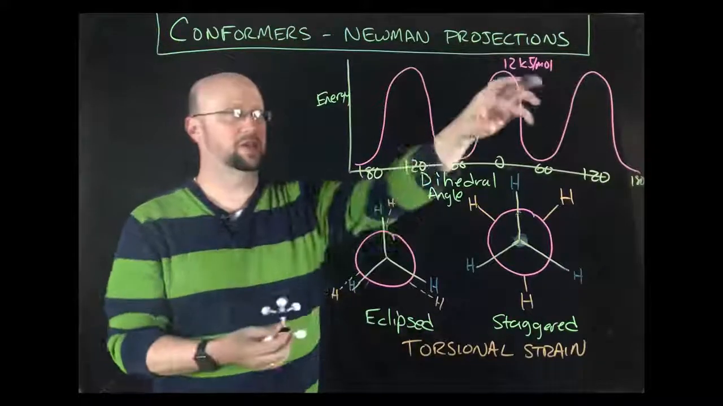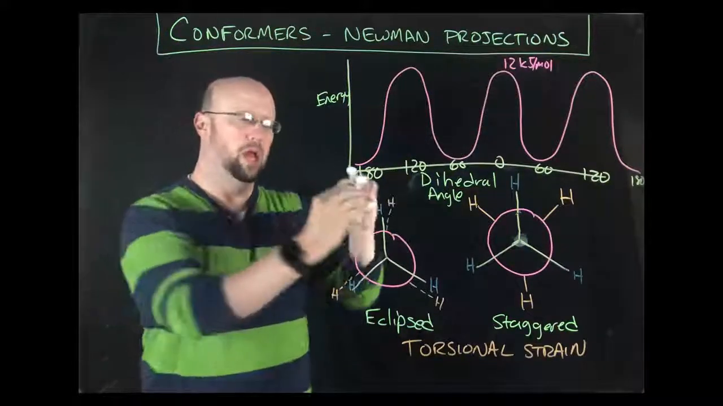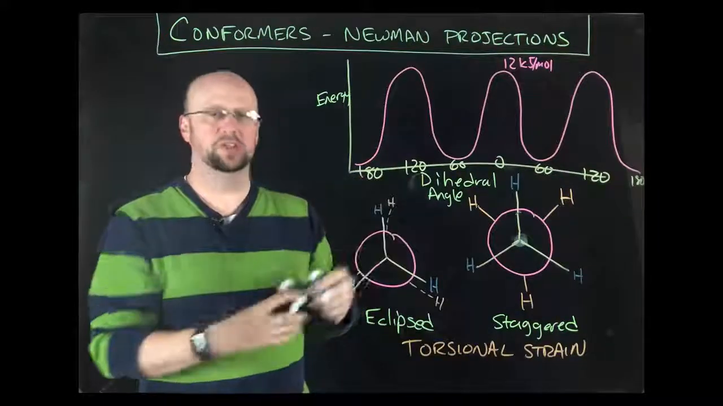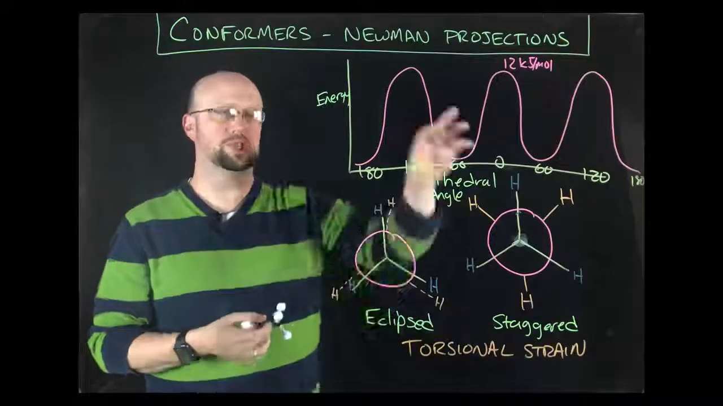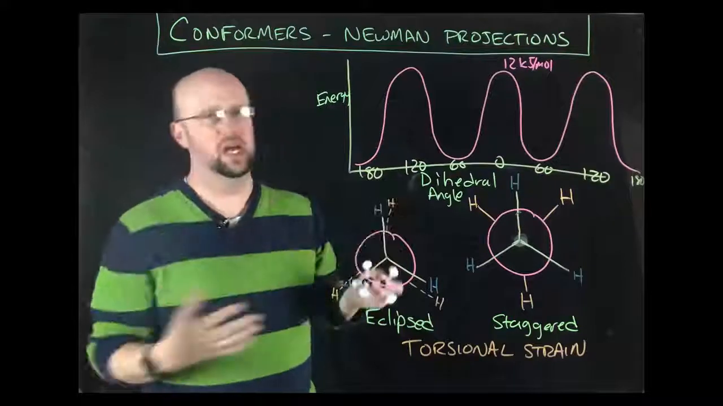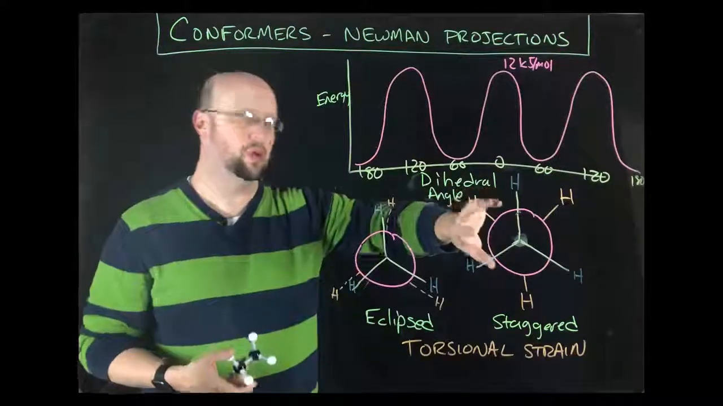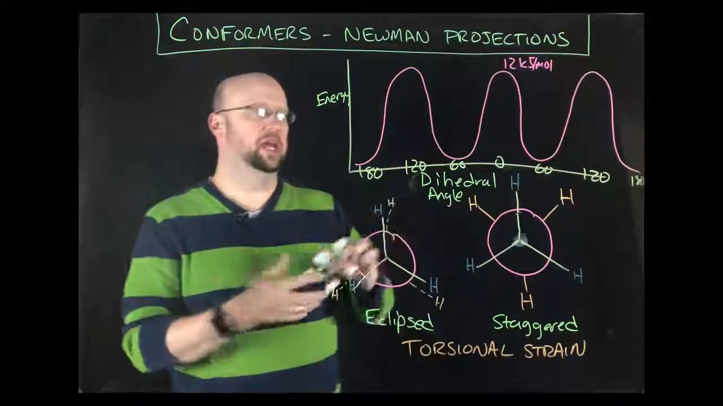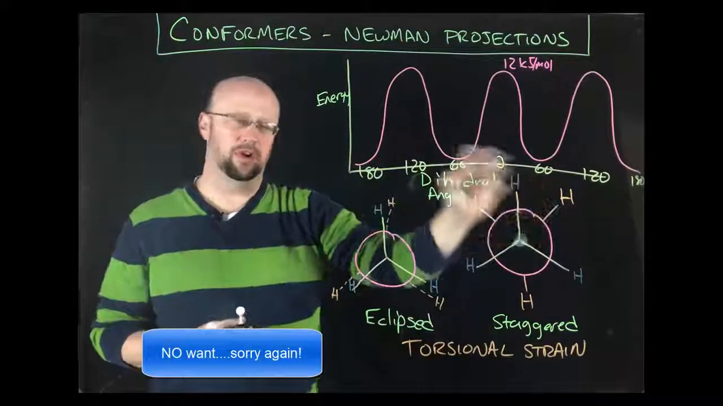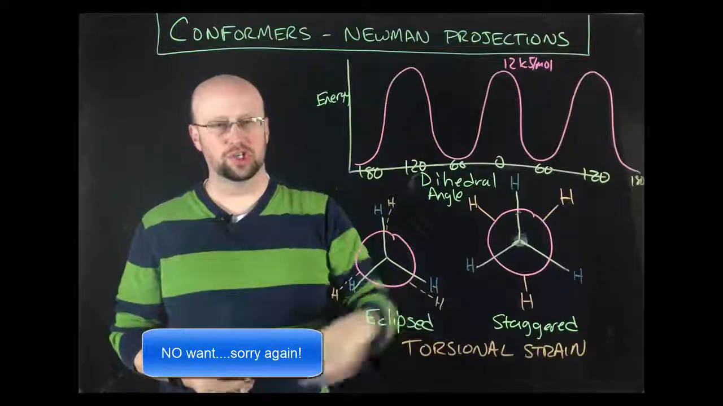Since we've got essentially a 12 kilojoule per mole, and we've got 3 interactions between the hydrogens, we can probably say that our torsional strain here from the hydrogen to hydrogen is about 4 kilojoules per mole. And that's a substantial amount. That's enough to make it want to really favor the staggered state. Okay, and so that's torsional strain.